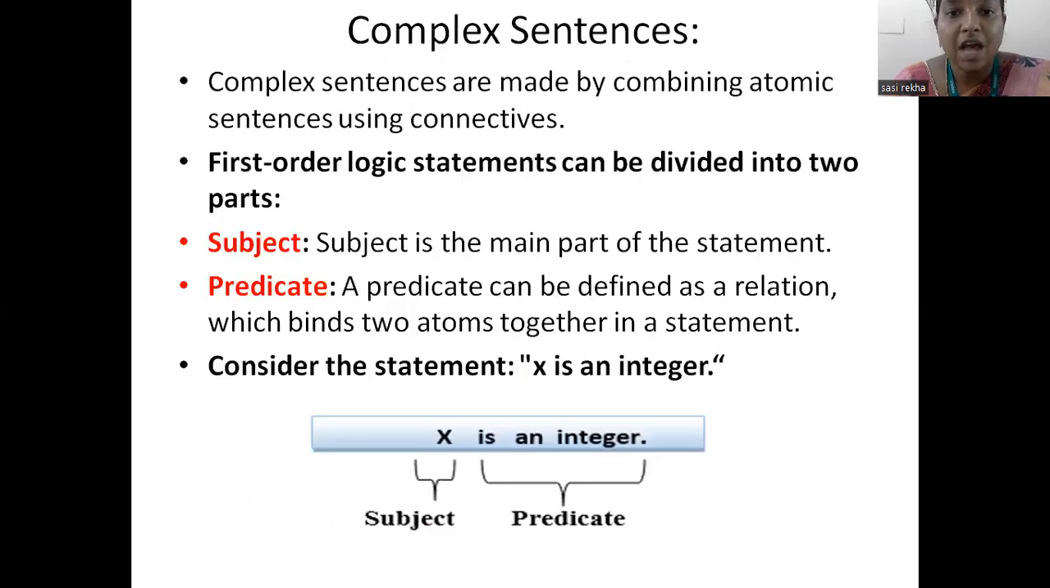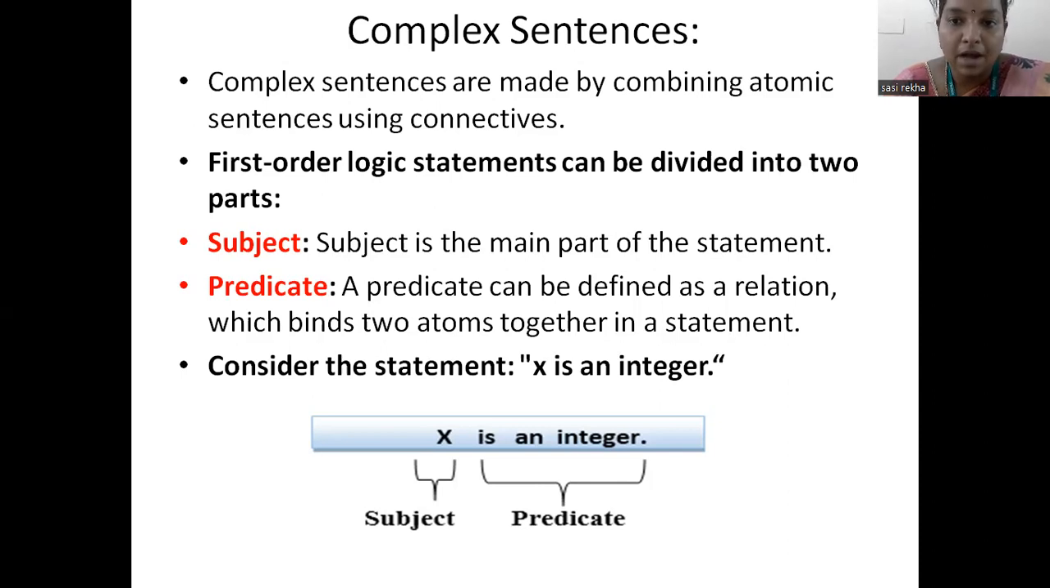And we have complex sentences. How do we represent a complex sentence? A complex sentence includes a subject. When we talk about atomic sentences, they include only a predicate followed by terms. When we talk about complex sentences, they include more complex statements with subjects.